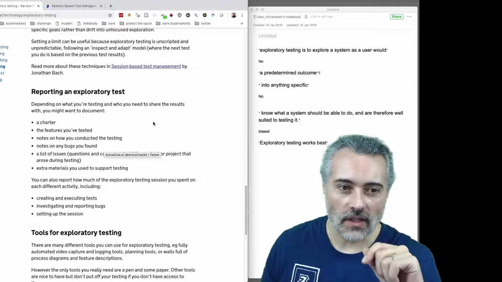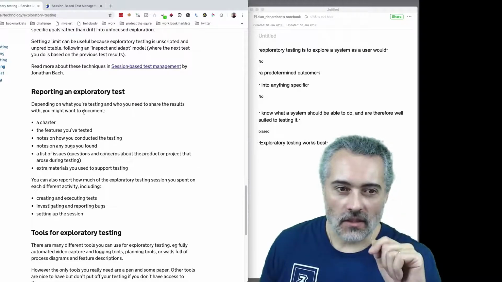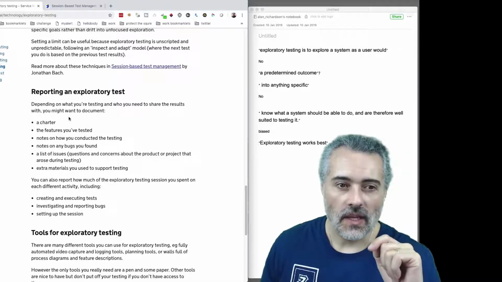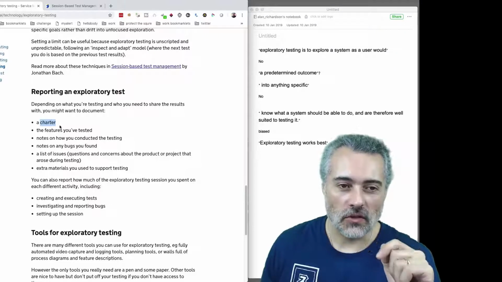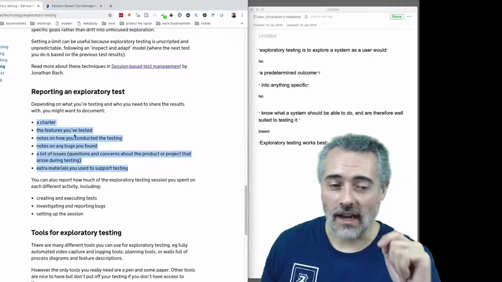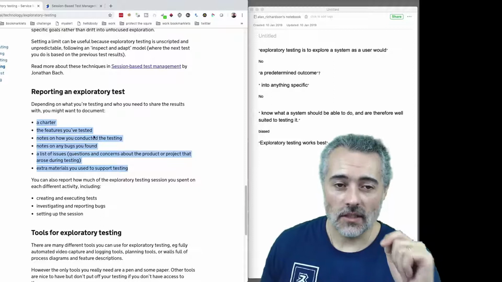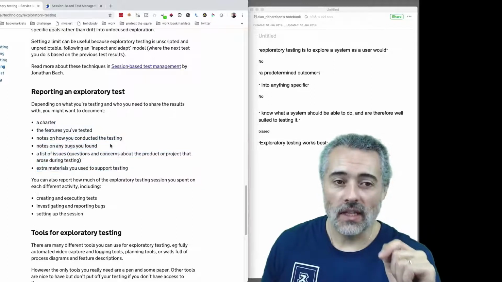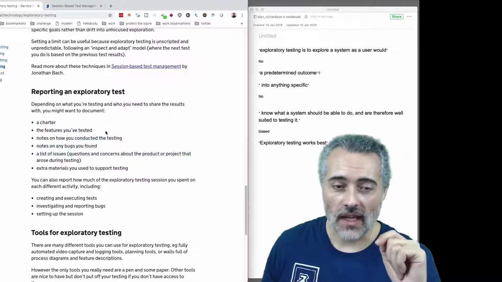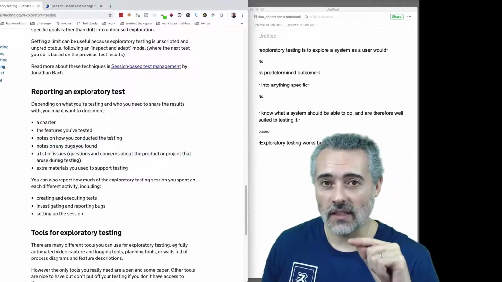Okay, reporting on it. Depending on who you're testing, you need to share results. Okay, you clearly probably want to communicate your results. You might want to document, well, you absolutely want to document your charter, what you've tested, how you conducted your testing, notes, list of issues, questions, action material. I don't think this is a might. I think this is an absolutely. This is mandatory when you do it. If you're not doing this, I don't think you are doing exploratory testing. I think you are just doing ad hoc exploration, and you might get lucky.